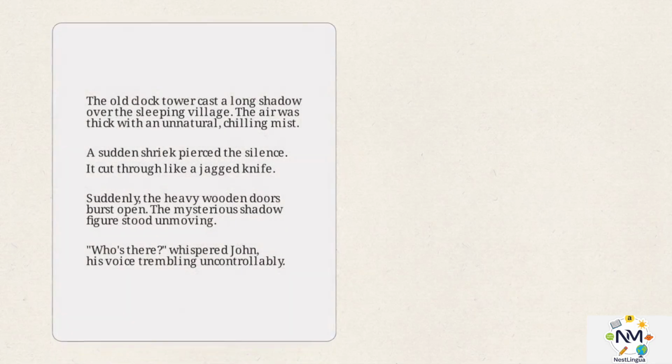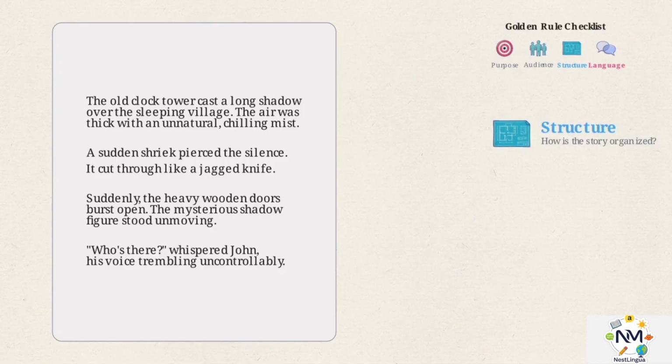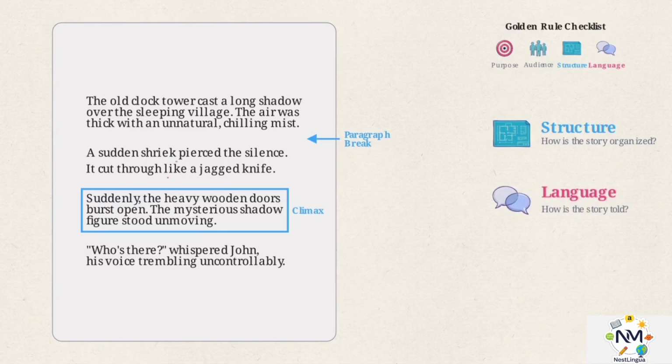Let's test this. We have a short piece of fiction here. We aren't going to read this for the plot. We are going to isolate the mechanics to see the logic behind the writing. Notice the blue lines first. These show the structural choices, how the text is divided into paragraph breaks and where the climax sits. The pink lines show the language choices, such as powerful verbs and specific similes used to describe the scene.